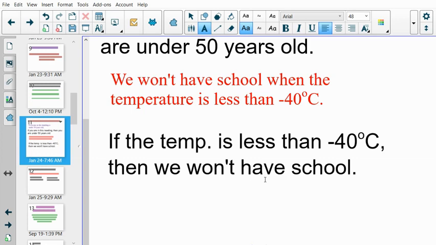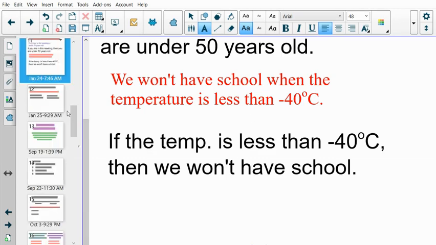That's really cold. By the way, negative 40 degrees Celsius is the same temperature as negative 40 degrees Fahrenheit. It is the only temperature that is the same on both the Fahrenheit and Celsius scales. There's some trivia for you.